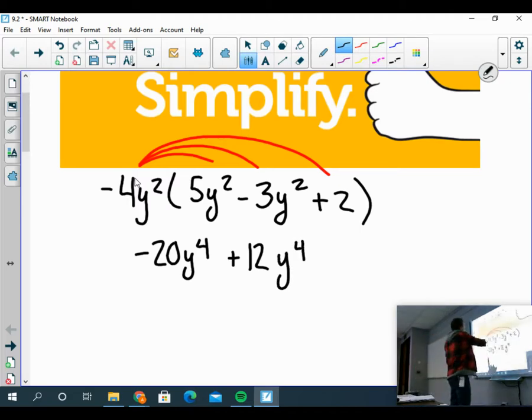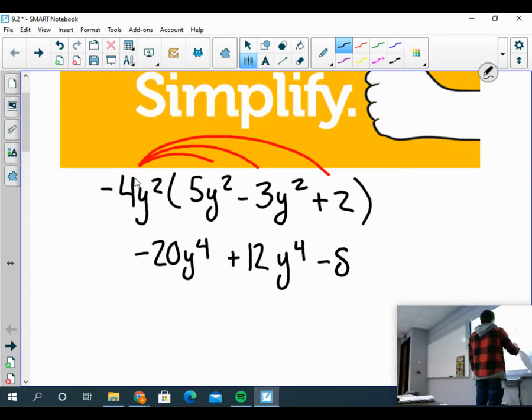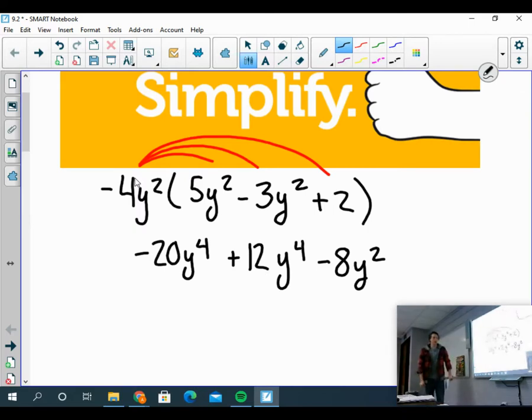When I do negative 4y squared times 2, I'm going to get negative 8, because that's negative 4 times 2. And then there is nothing for the y squared to combine with. There's no like base. So just like we saw in Chapter 8, it'll just tag along. And we're left with negative 20y to the fourth plus 12y to the fourth minus 8y squared.